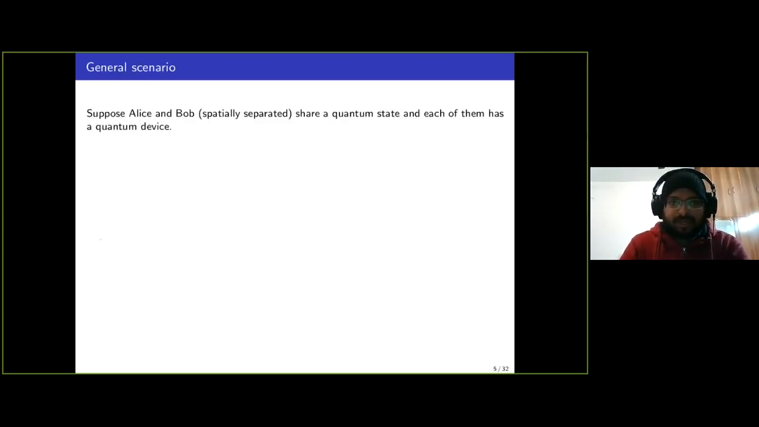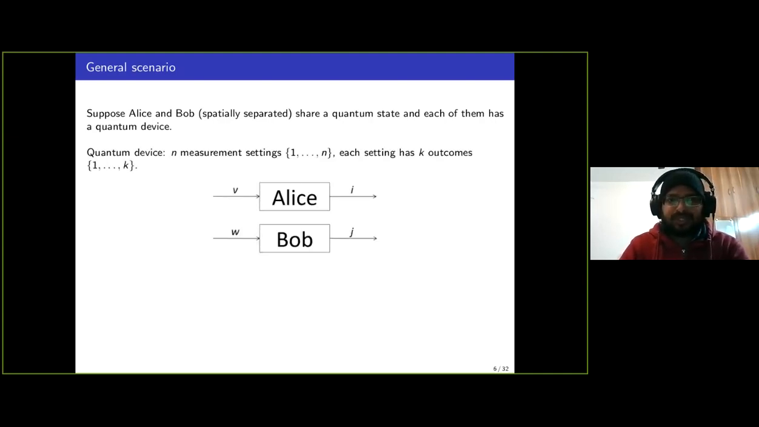So let me also give a general scenario of how self-testing is applied. Here I will try to keep things simple, and we can just think of a quantum device as having two players sharing a state. Suppose Alice and Bob are spatially separated and they share a quantum state, and each has a quantum device. This device has n measurement settings, and each setting has k outcomes, which I will label as 1 to n for the measurement settings and 1 to k for the outcomes. And Alice and Bob can choose any of these settings and then look at what the outcome of the device is.